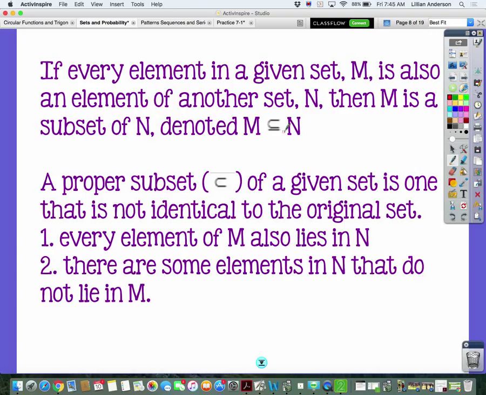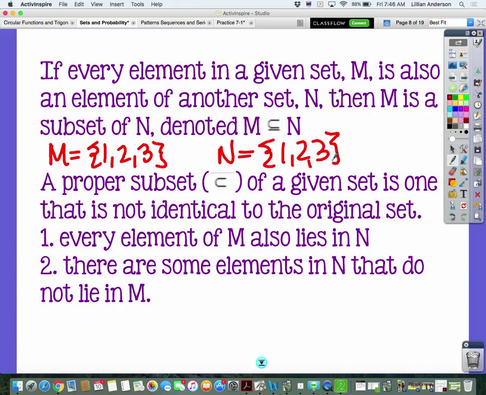Now, if you're like, okay, well, what exactly does that mean? So let's say you have set M, and set M's elements are the numbers 1, 2, and 3. And then you have another set N, and elements of that set are 1, 2, and 3. Well, then M would be a subset of N because every element that's in M is also in set N. Okay? So those would be subsets of each other. M and N would also be considered identical sets because they have the same number of elements and the same types of elements.